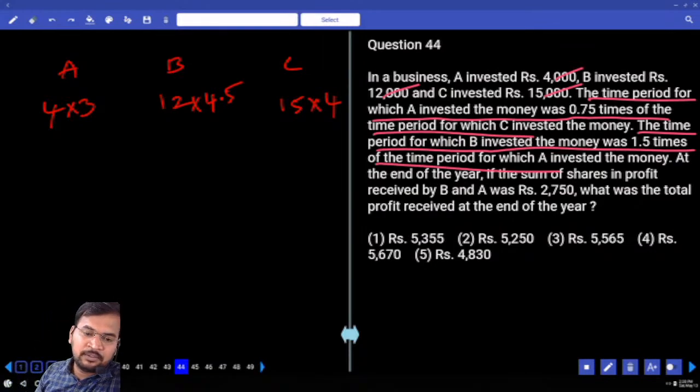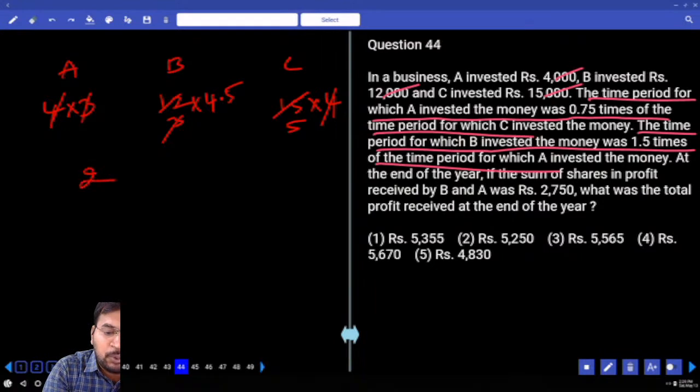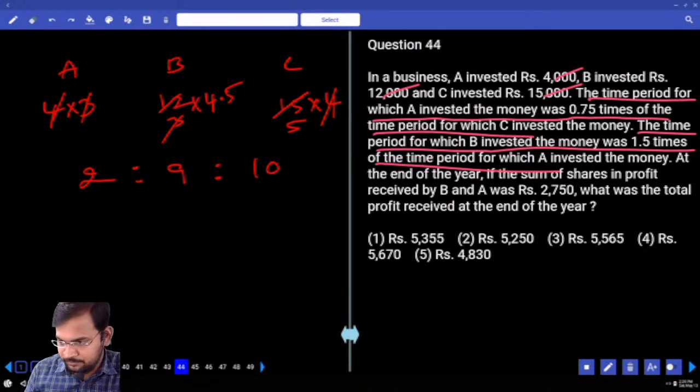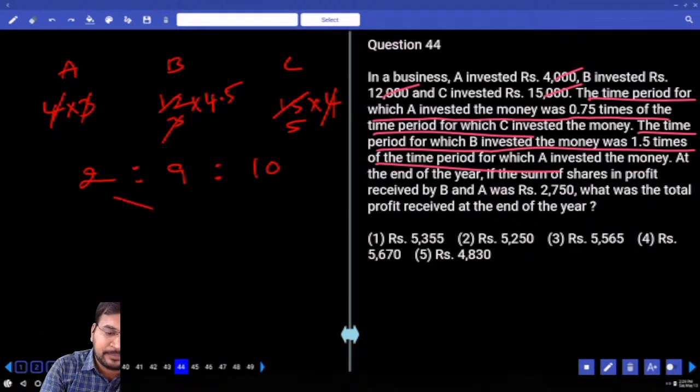Any table? 4 table. 4 ones are 4, 4 threes are 12, 4 ones are 4. Any other table? 3 table. 3 ones are 3, 3 ones are 3, 3 fives are 15. So multiply with 2. 2, 9, 10. They given sum of the profit of B and A. 11 parts, na. 11 parts is nothing but 2750, na. 11 how many times? 250 times.